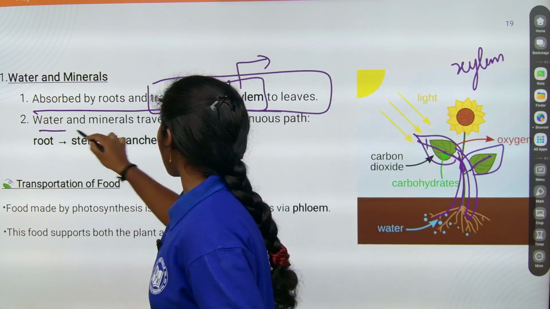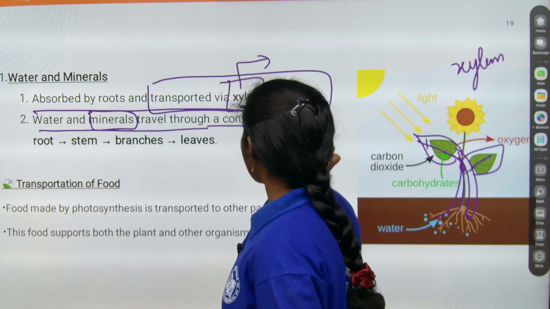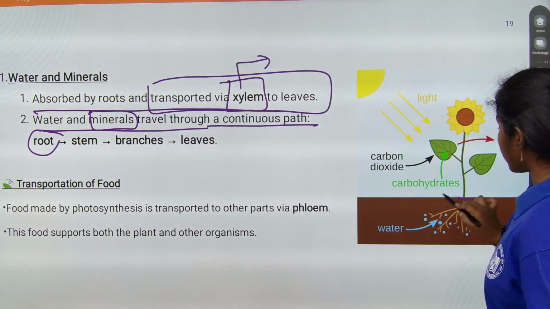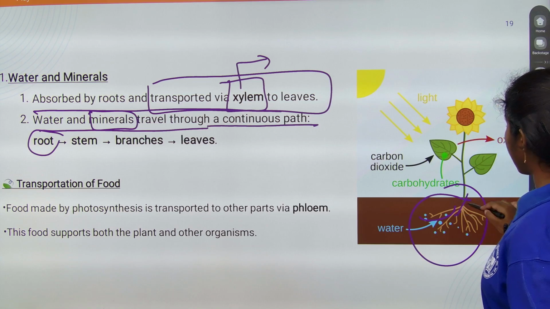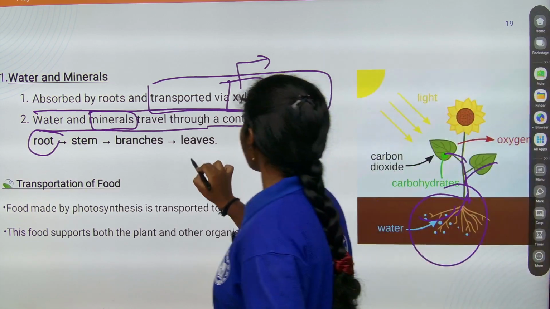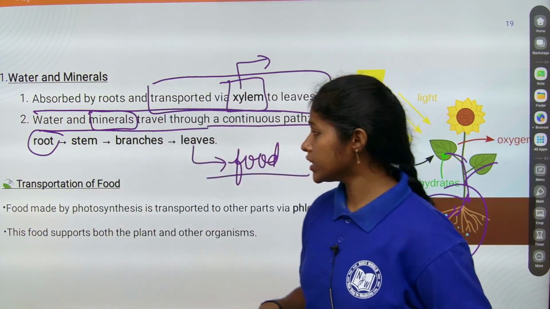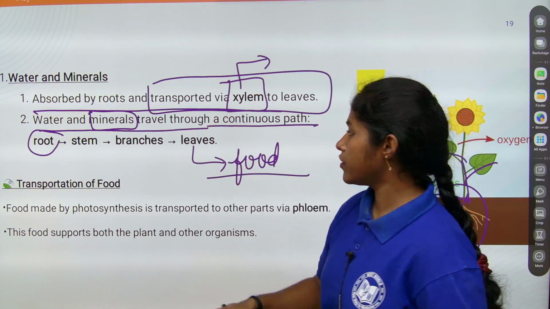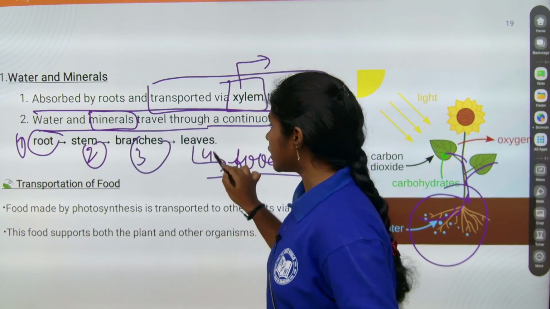Water and minerals travel. The minerals present in the soil are also transported through the continuous path from the root to the stem. See children, the water I dropped here for the plant is distributed first to the root, then stem, then branches, then leaves. In the leaves the food is prepared. The food synthesis is happening, right? This is why, if they ask in which order the water and minerals travel to the leaves: first root, next stem, next branches, after that leaves.